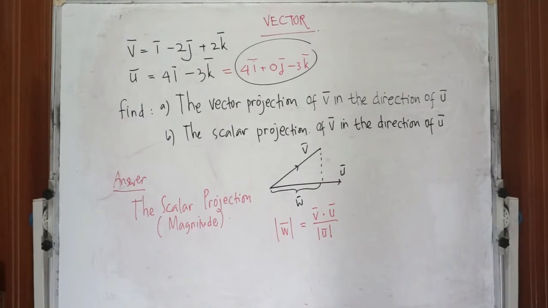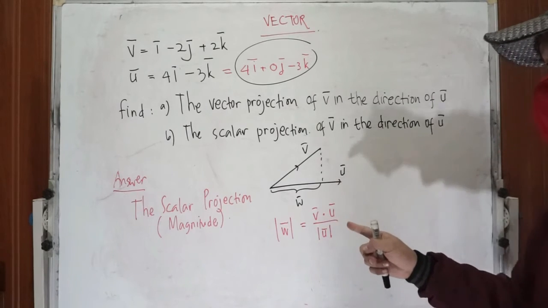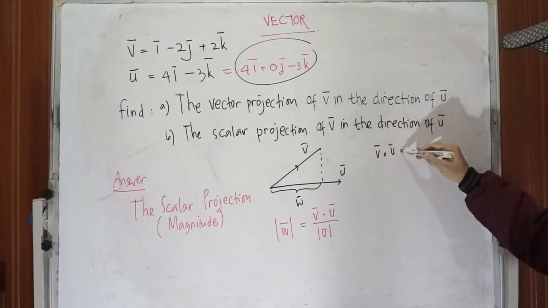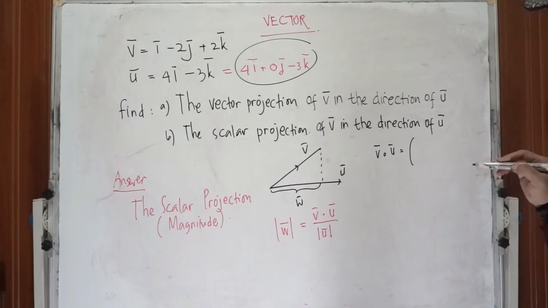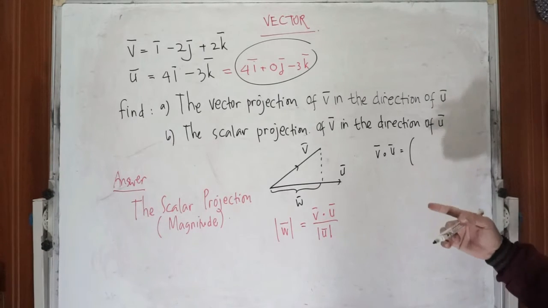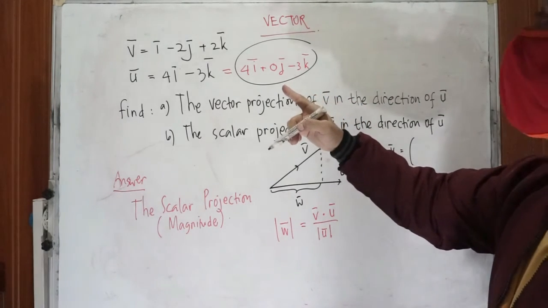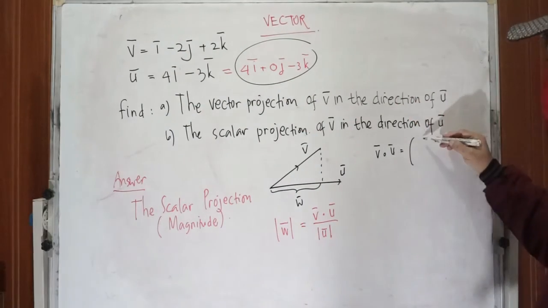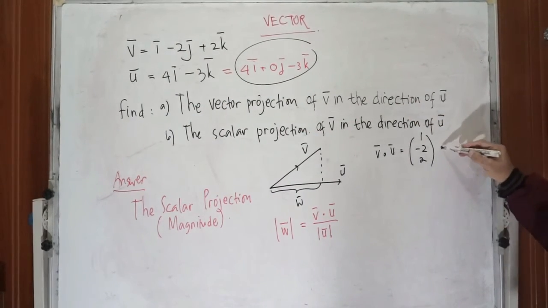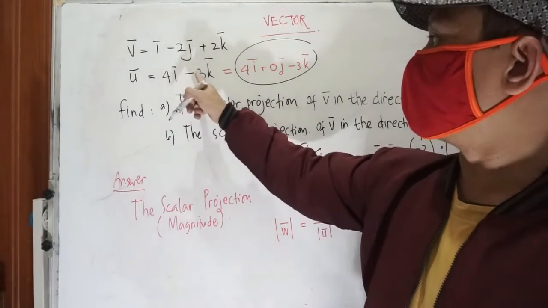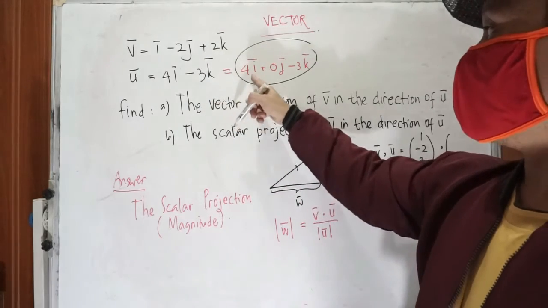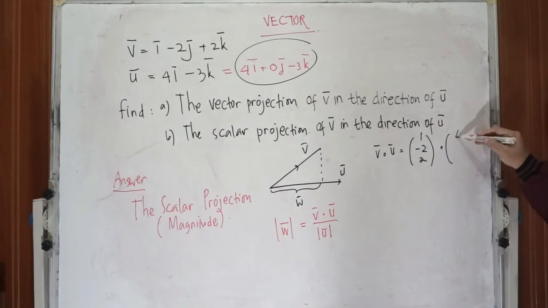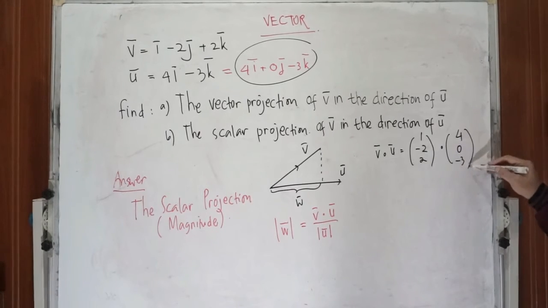Okay, next. We're going to find first V dot U. This is the dot product, right? Now try to find the components of vector V. The components of vector V are 1, minus 2, 2. And vector U, 4i minus 3k, because the vector is not complete. So we have to complete the vector: 4i plus 0j minus 3k. So the components are 4, 0 and minus 3, right?